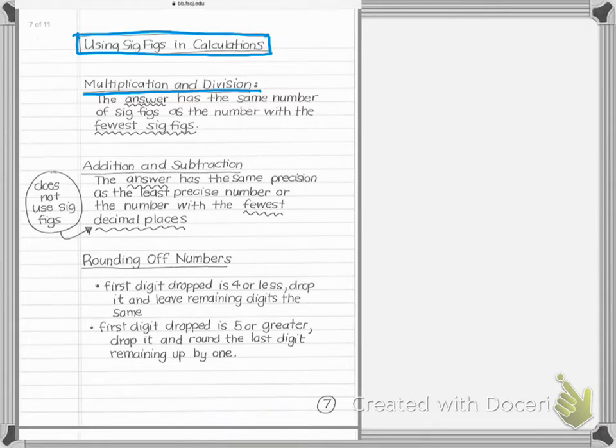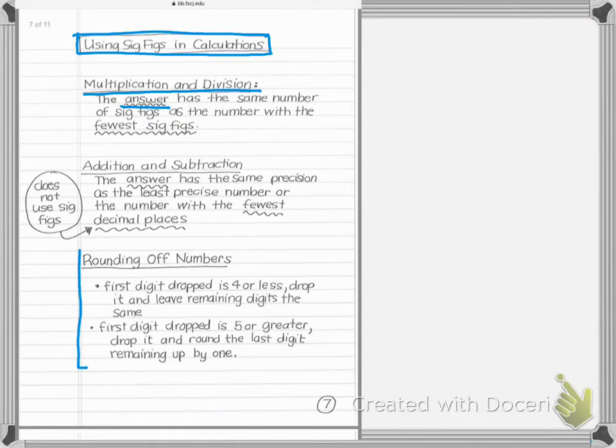Now when we round our numbers, if the first number we're going to drop is 4 or less, we'll keep our last digit the same. If the first number we're going to drop is a 5 or greater, we'll round that last digit up. It's very basic rounding rules. So for multiplication and division, the answer has the same number of significant figures as the number with the fewest significant figures.